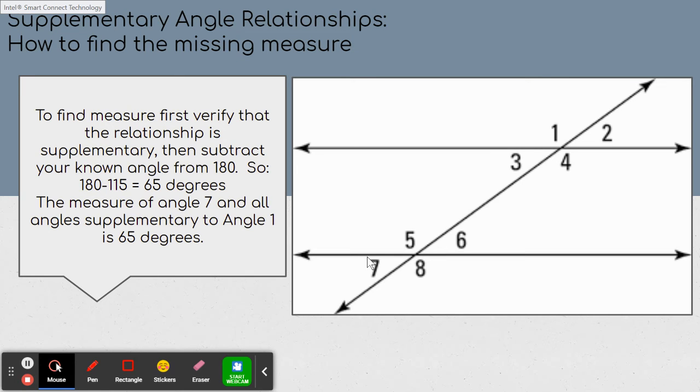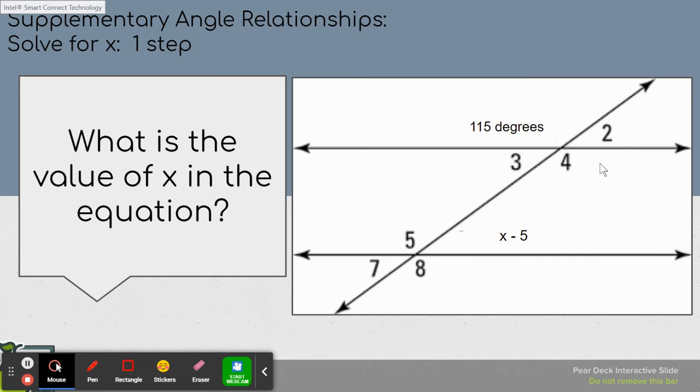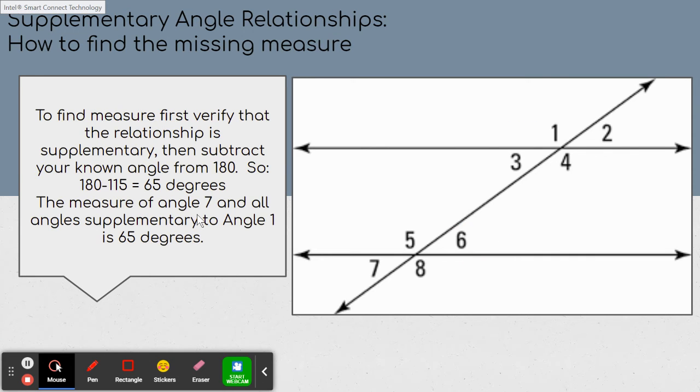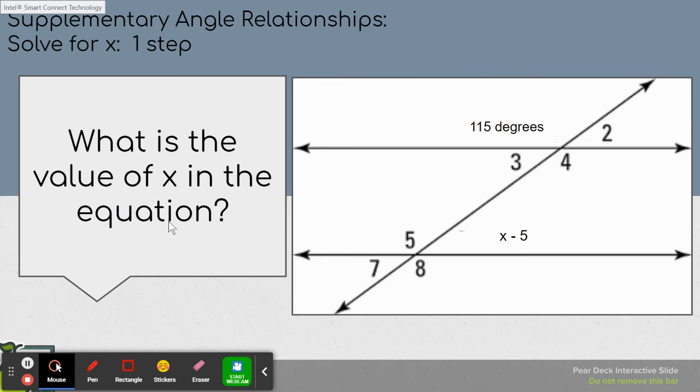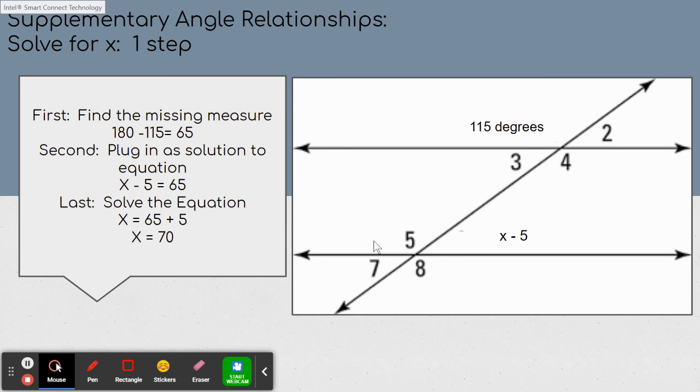So that means angle 7, angle 6, angle 2, let's go back, sorry, angle 2 and angle 3 would all be 65 degrees. We can also solve one-step equations. So here I'm saying my known measure is 115 degrees. My one-step equation for that is x minus 5. I'm going to follow those same steps that I've been following. We're going to first find our missing measure, which we know from our previous problem. We do 180 minus 115 and we get 65.